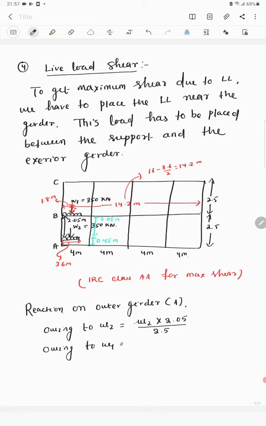Okay, W2 into the distance from here to here, 2.05, divided by the total distance 2.5, because you are finding the reaction on the outer girder. Here the reaction will be in this direction, it's the opposite. So this into 2.5 should be equal to... or if you draw the figure, let's say this will be your RA.